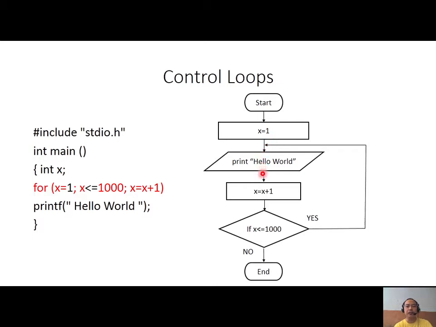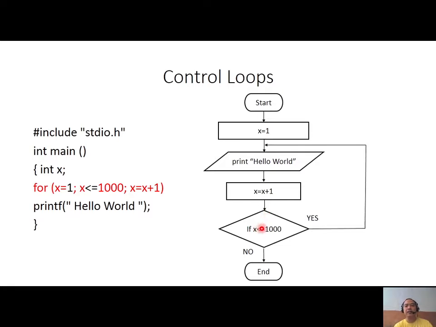So it will print hello world and it will add here x is equal to x plus 1, so it becomes 999. So take note, it has already printed hello world 998 times. Okay, then 999, that's the value of x, and still less than or equal to 1000. So it will loop back. Okay, so it will be printing the 999th hello world. Then x, now adding plus 1, becomes 1000.